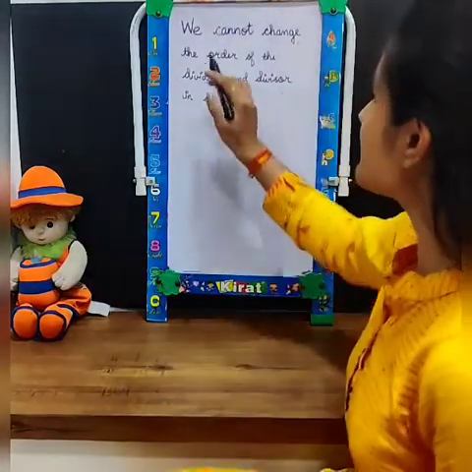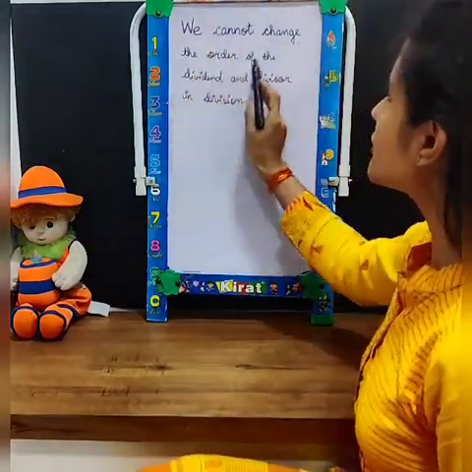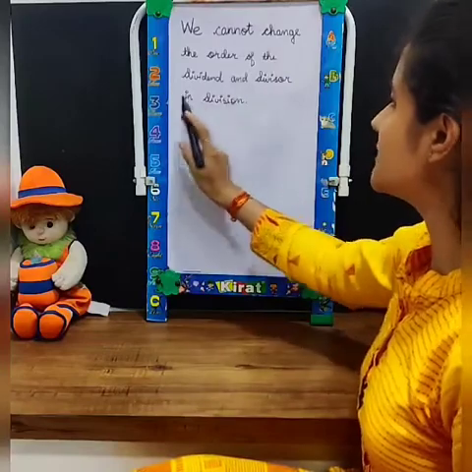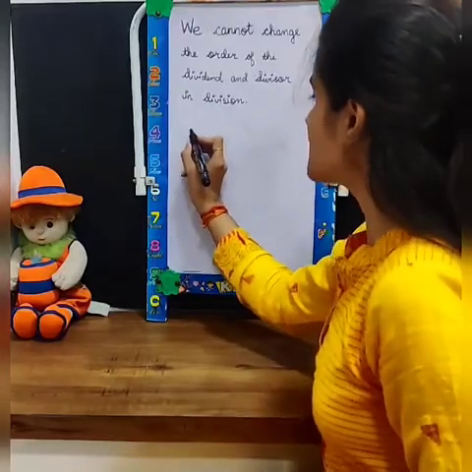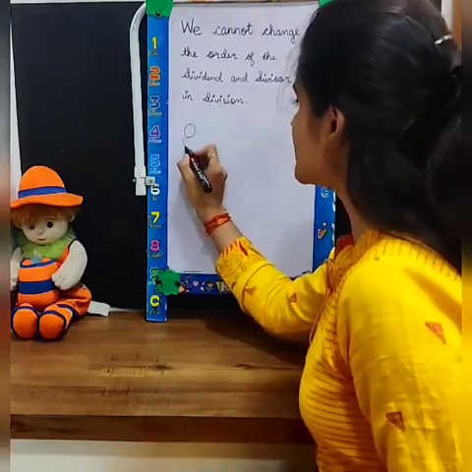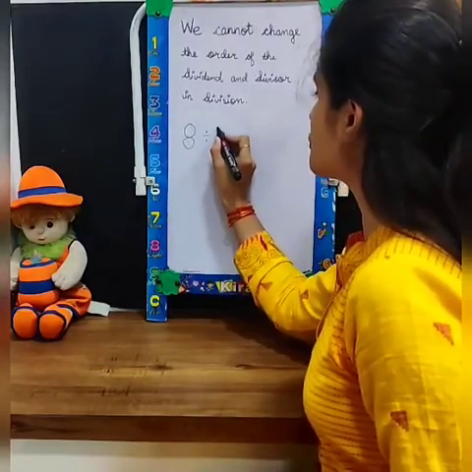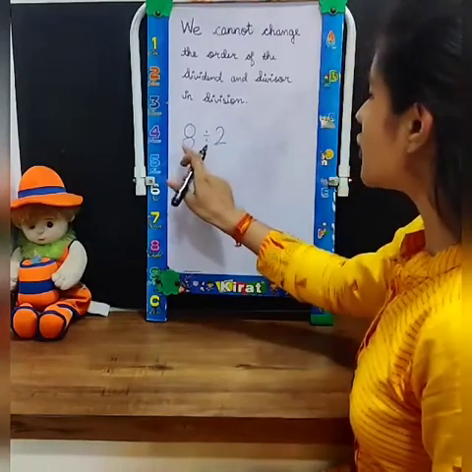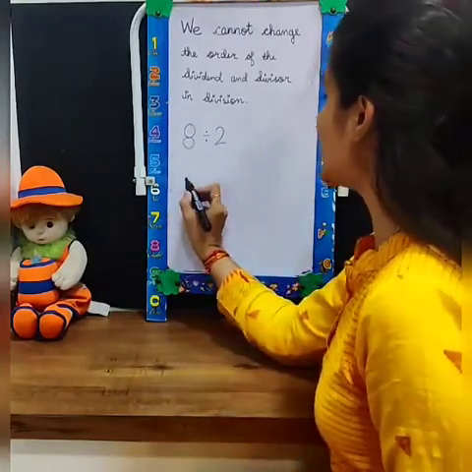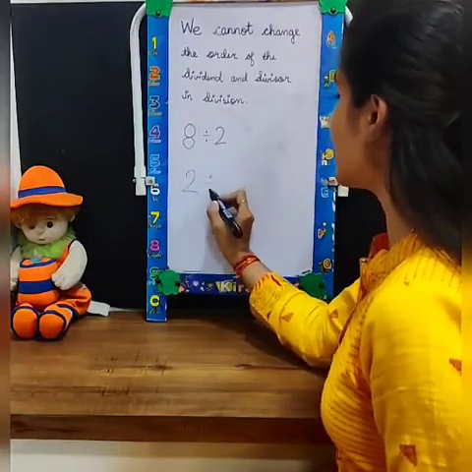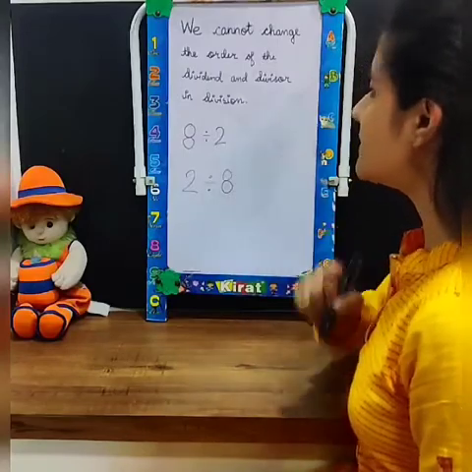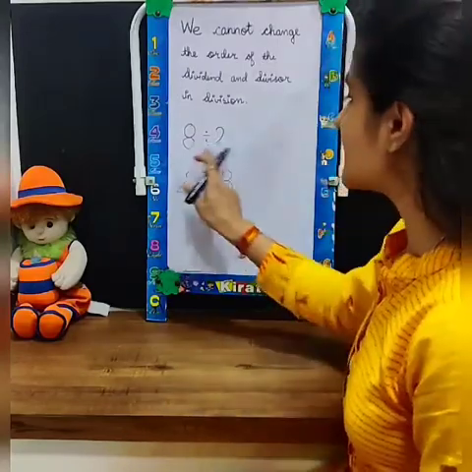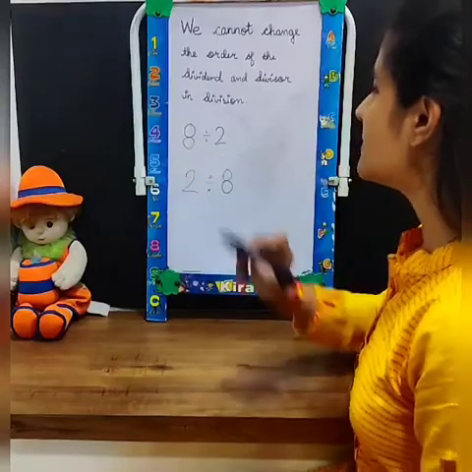There is another important thing in division, that we cannot change the order of the dividend and divisor in division. Let us understand this with an example. Suppose we divide 8 by 2. So we cannot change their order. We cannot write it as 2 divided by 8. Both of them will give different answers. So that is why we cannot change their places.